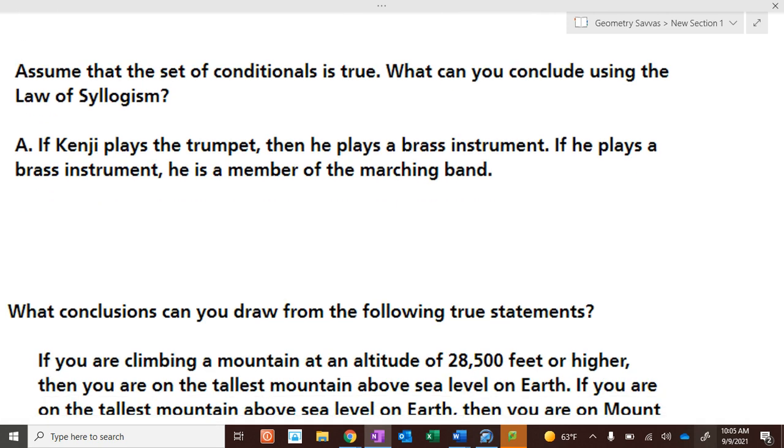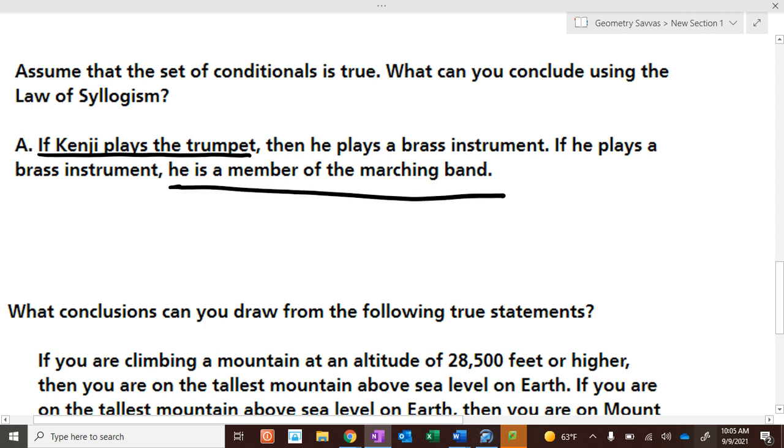So, if Kenji plays the trumpet, then he plays a brass instrument. If he plays a brass instrument, he's a member of the marching band. So what would be the third statement that would come from that, Tayton? If Kenji plays a trumpet, he's a member of the marching band. That would be the third statement. Because if the first leads to the second, and that second is the first of the second one, then yeah.